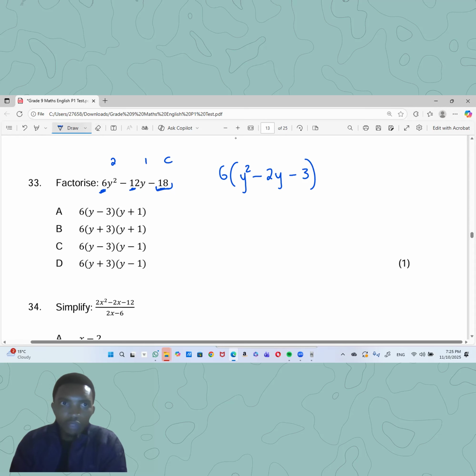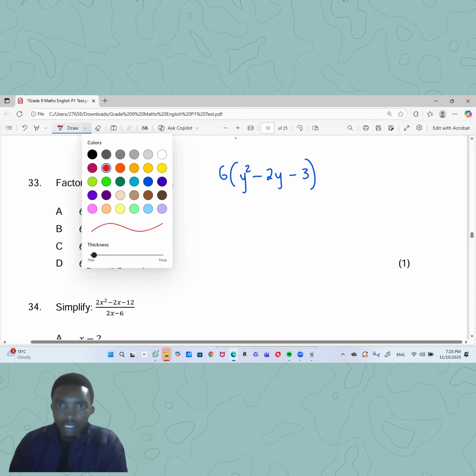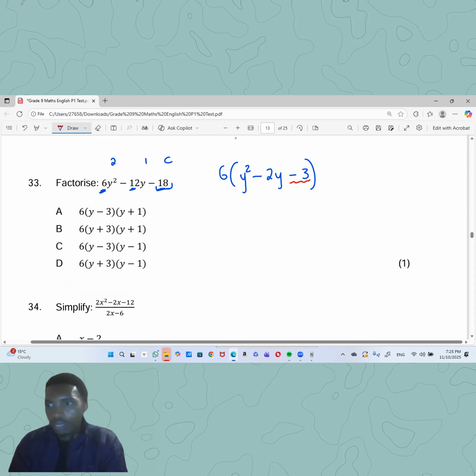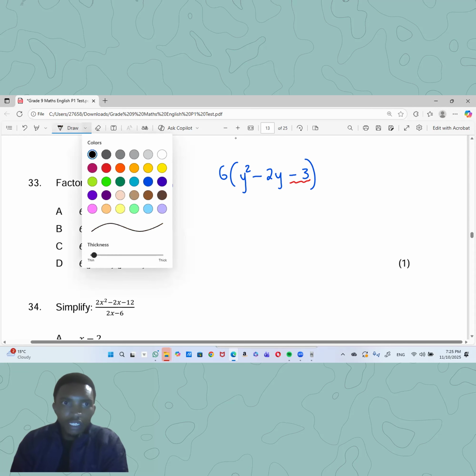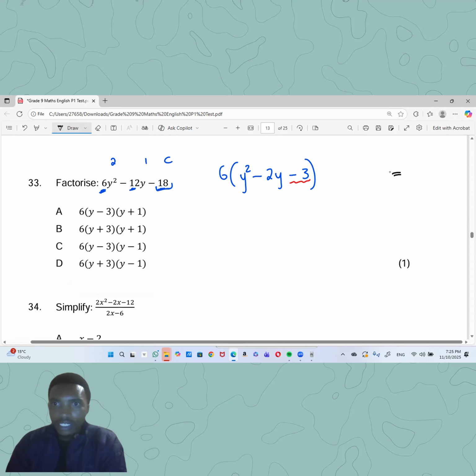We're going to look at which number? That constant number, right? That's the most important number. From that number 3, we're going to check which two numbers, if we multiply them, give us -3, but if we add or subtract, they give us -2. Which numbers are those? If we multiply them, they give us -3, but if we add or subtract, they give us -2.